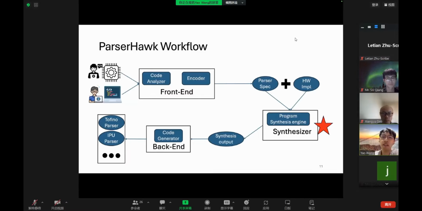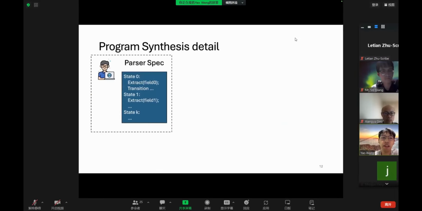The workflow has three main components. First, the front-end translates the parser specification into a schematic model, and then we combine it with the hardware profile that encodes architectural constraints. The synthesis engine searches for a valid parser implementation. Once the solution is found, the backend emits the device-specific parser code. Retargeting to a new device largely means changing the hardware profile or rewriting the components.